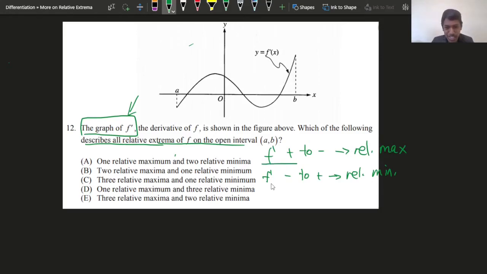So where does f prime go from positive to negative? That's sort of like approaching from the top. And I see 1 point right there. So positive over here and then negative over there. Nowhere else does this happen. So this means that we know that there's one relative maximum, and we can eliminate anything else that doesn't have one relative maximum. So bye-bye, bye-bye, and bye-bye.